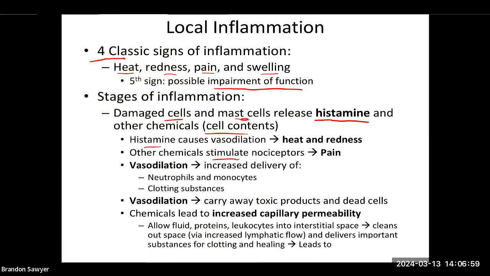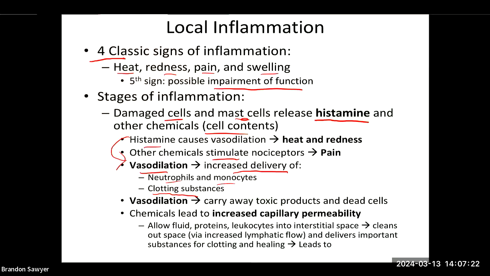Vasodilation, that happened from the histamine, then causes increased delivery of white blood cells, right? Neutrophils, monocytes that are going to turn into macrophages. We get a bunch more of those because we've got more blood coming to that area. And it also helps because we get clotting substances that end up there too, right?